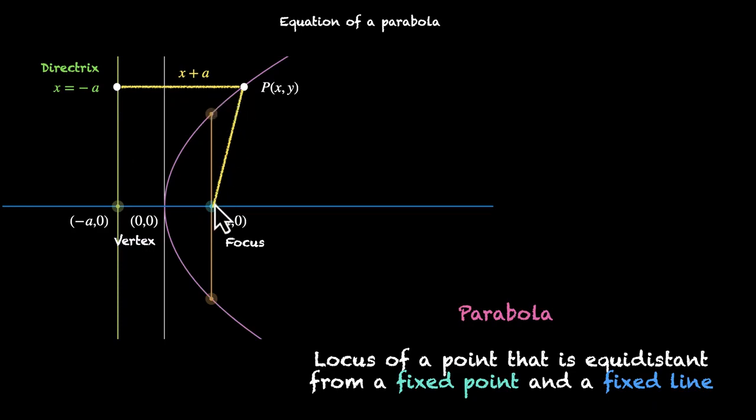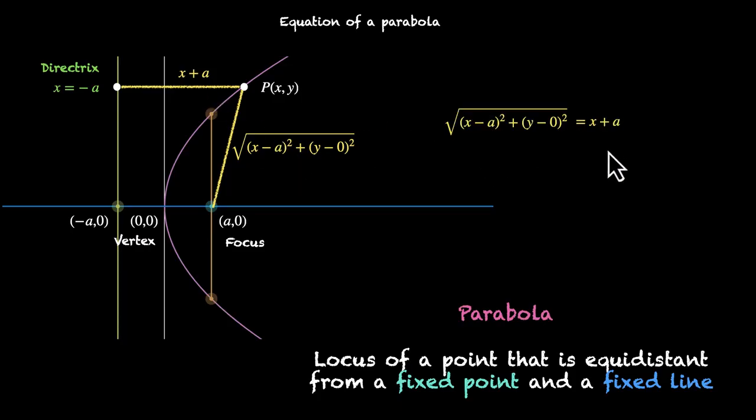And what's the distance from the focus? For that, we can use the distance formula to find the distance between 2 points. That's the square root of (x minus a) squared plus (y minus 0) squared. So these two are equal. Let's equate them. Now let's square both sides. We have (x minus a) squared plus y squared equals (x plus a) squared. Let's open the squares. We have x squared plus a squared minus 2ax plus y squared equals x squared plus a squared plus 2ax.